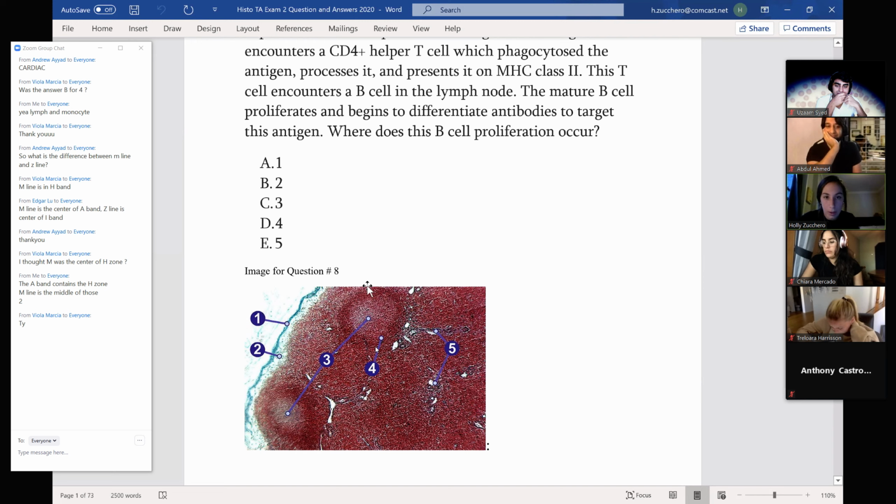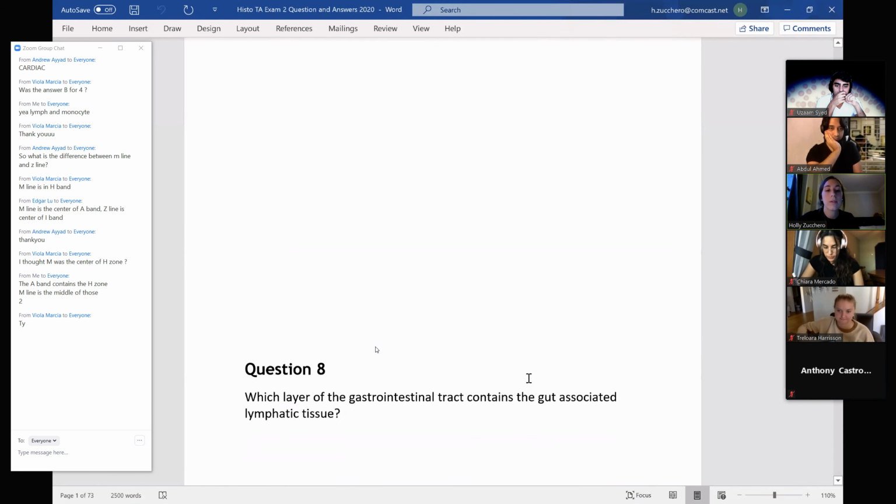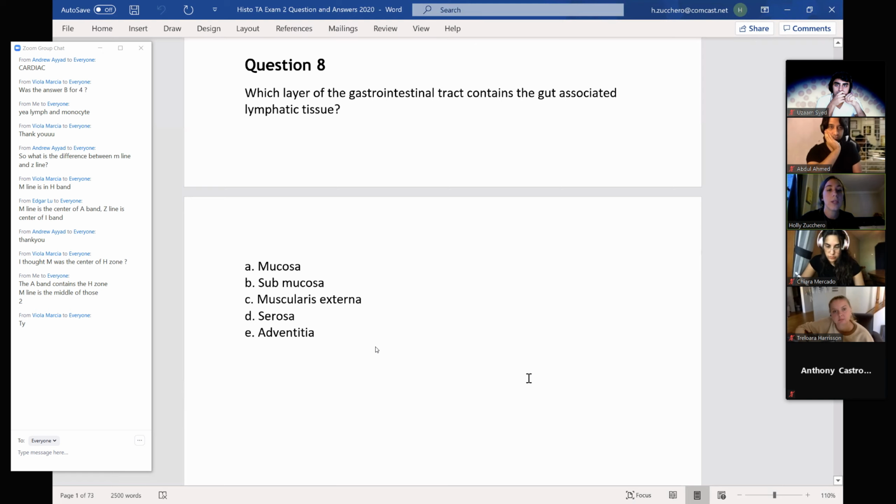And then this also could have just been like what type of tissue are you looking at here? So if they didn't specify lymph node, you had to know that the germinal center is made in the lymph node. These are off numbered, I just realized that. Okay, so next question.